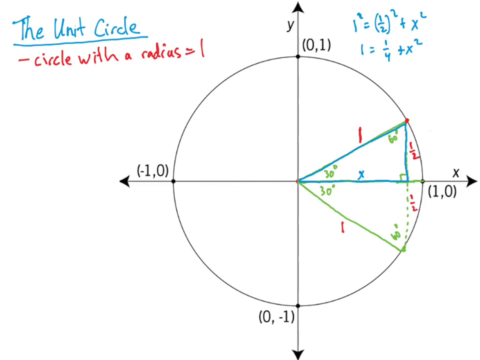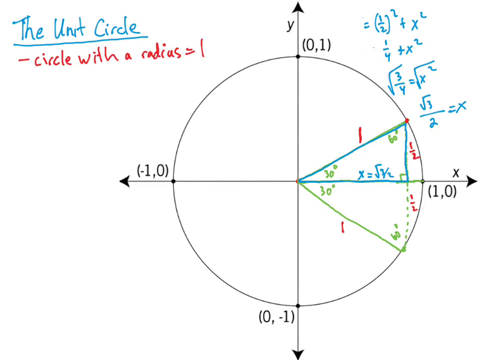Move the 1/4 to the left-hand side. We're left with 3/4 is equal to x squared. Then take the square root of both sides. Square root of 3 is just square root of 3, square root of 4 in the denominator is 2. So that's what x is equal to. So this length right here is √3/2.